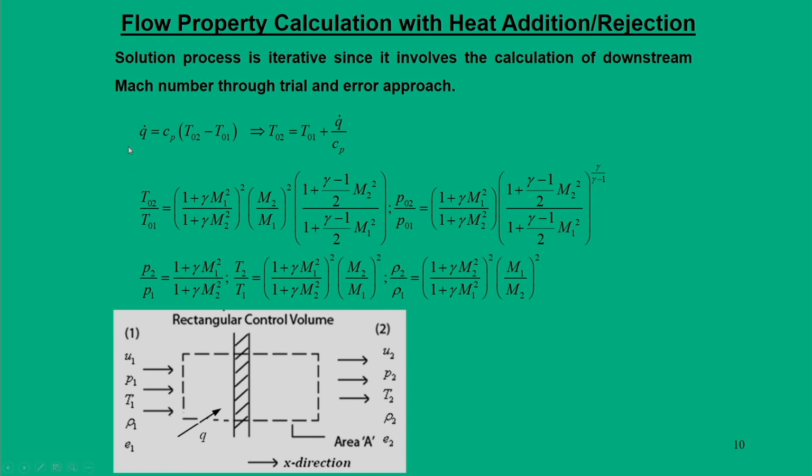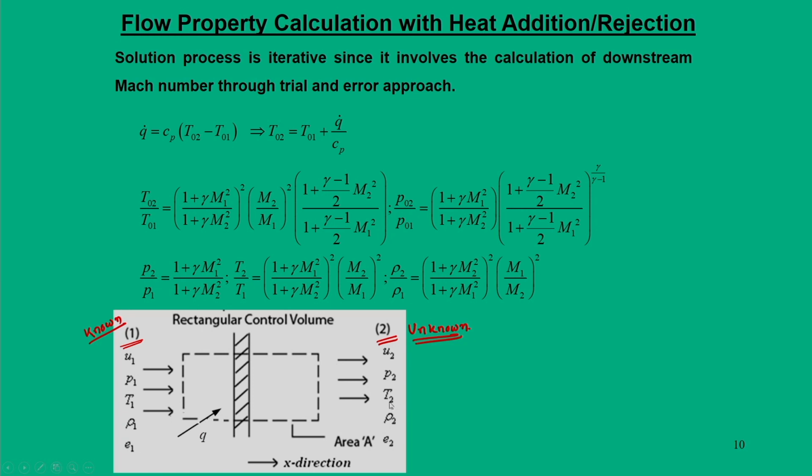But in general the region 1 is a known condition and region 2 is an unknown condition. So, effectively we have two unknown parameters in the region 2, that is T naught 2 and M 2. This is true for all other relations, where we require at least one parameter in the downstream, either Mach number or any of the static properties.